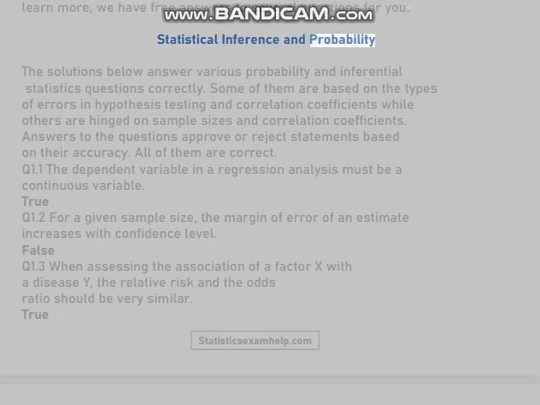Statistical inference and probability. The solutions below answer various probability and inferential statistics questions correctly. Some of them are based on the types of errors in hypothesis testing and correlation coefficients, while others are hinged on sample sizes and correlation coefficients. Answers to the questions approve or reject statements based on their accuracy. All of them are correct.